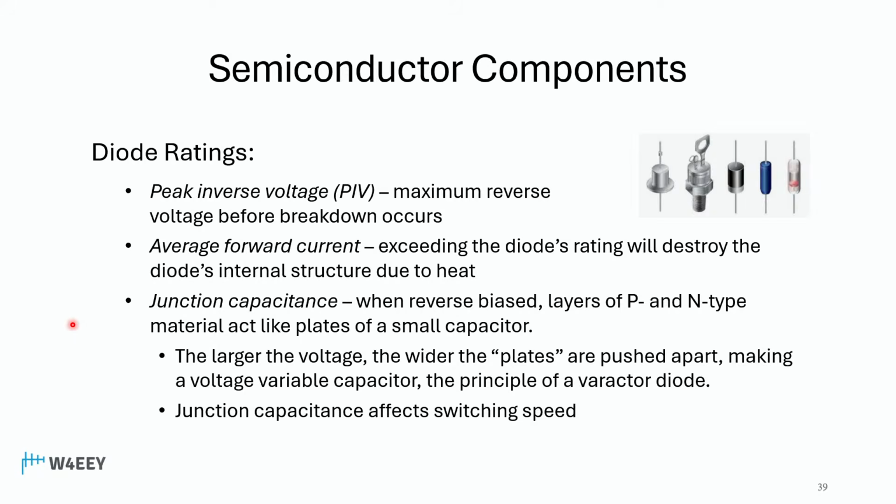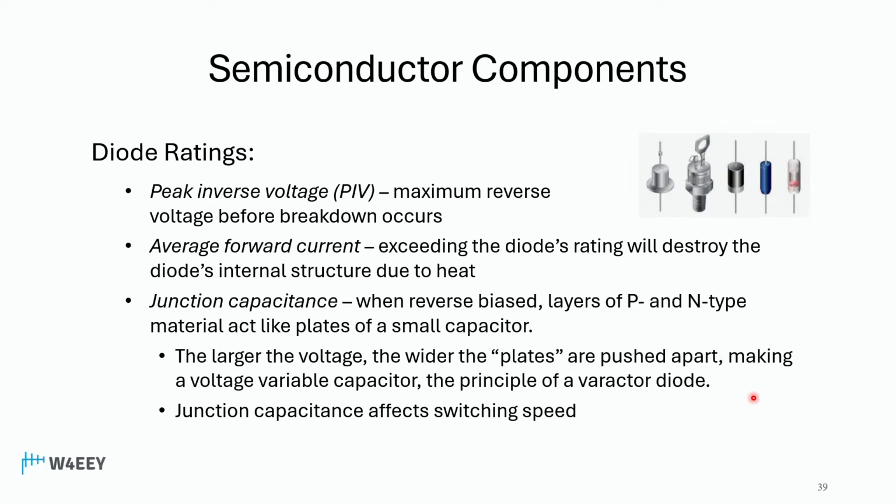Junction capacitance. I mentioned that when a diode is reverse biased, it pushes the depletion zone apart, and that's like increasing the distance between plates on a capacitor. So junction capacitance, when reverse biased, the layers of P and N material act like plates of a small capacitor. The larger the voltage, the wider the plates are pushed apart, making a voltage variable capacitor. So the more voltage, the capacitance changes with it. This is the principle of what's called a varactor diode.